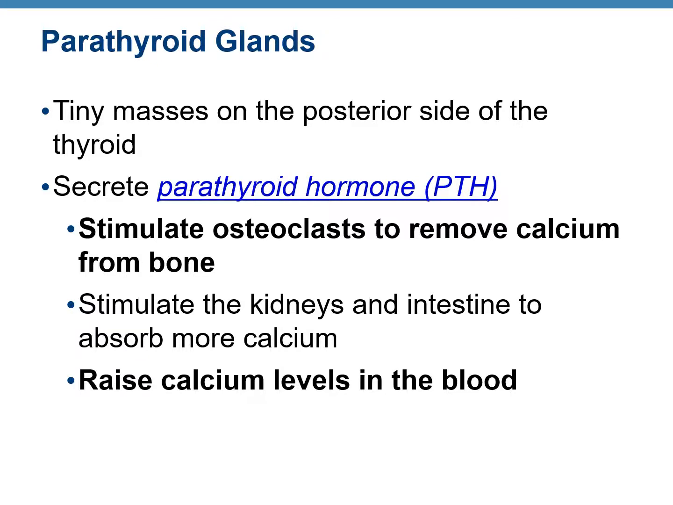Hi everyone, this is lecture 3 on topic 10, which is endocrine system, and now we are going to learn about parathyroid glands. The parathyroid glands are small masses on the posterior aspect of the thyroid gland, and they secrete parathyroid hormone or PTH. The function of PTH is to stimulate the osteoclasts, remember the giant bone breakers, to remove calcium from bones and increase the calcium levels in the blood.